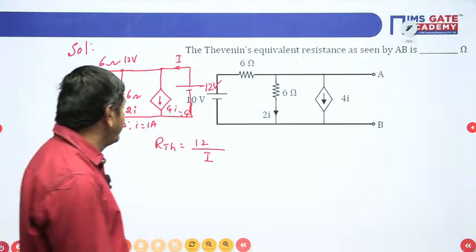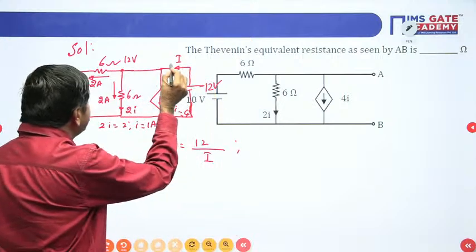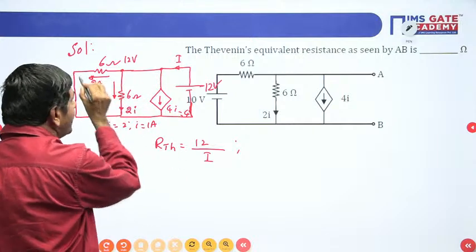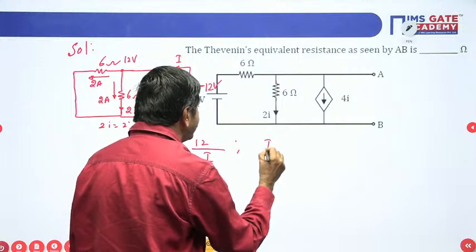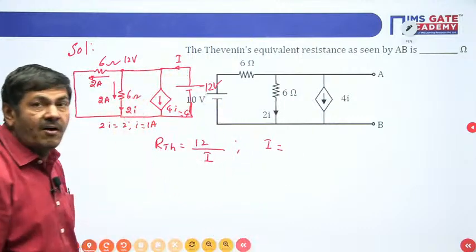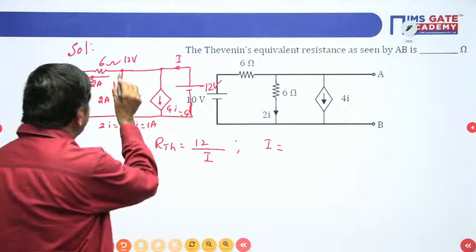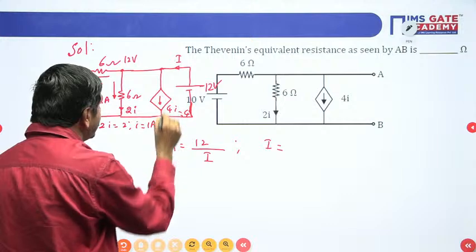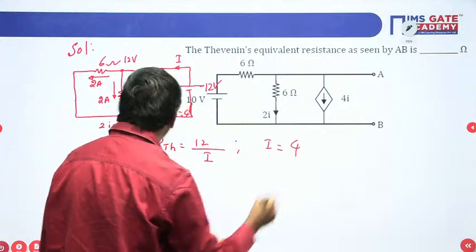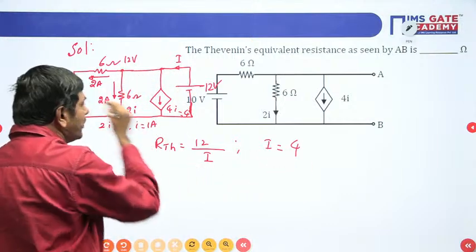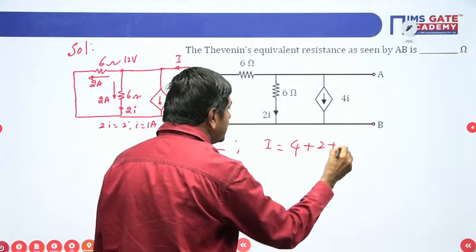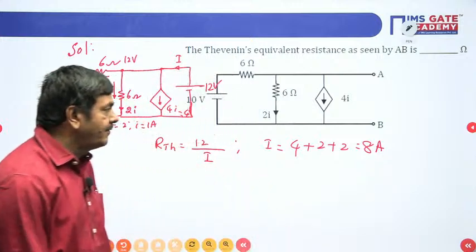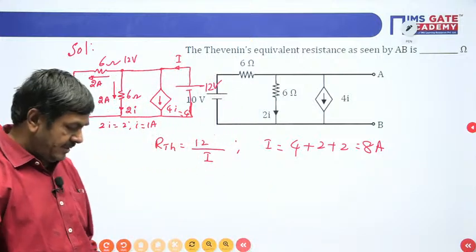What way can I find this I? This current is divided through different paths. This current plus this current plus this current. So the current I is nothing but the summation of all the branch currents. We don't have any resistor between these 2 points, so it becomes a single point. This side 4 amperes of current is passing, this side 2 amperes, 2 plus 2. That becomes 8 amperes of current. Finally, we are getting I equal to 8 amperes.